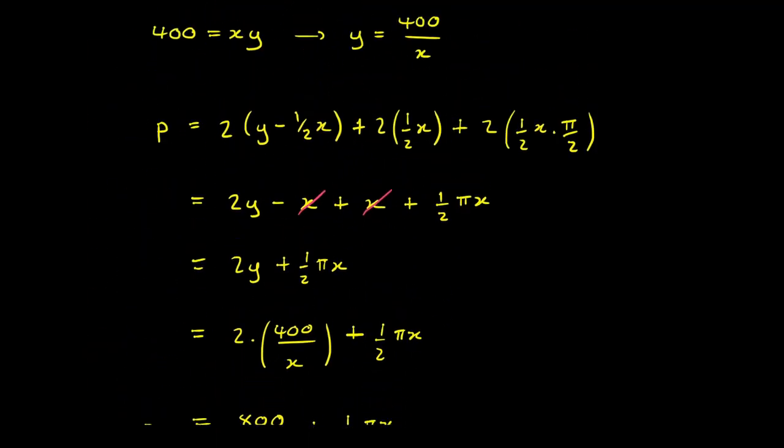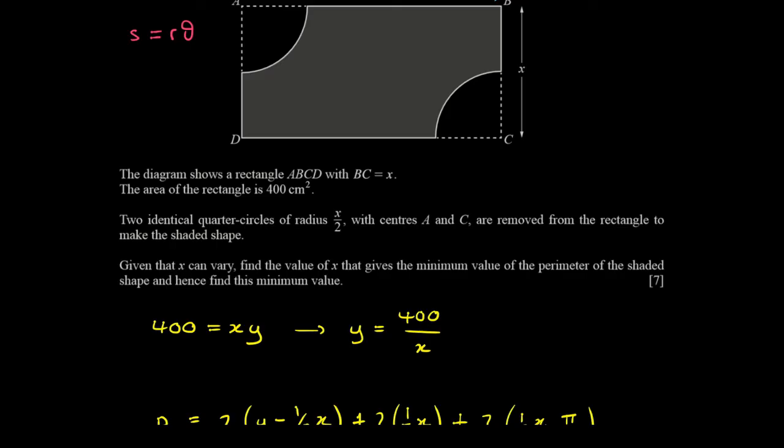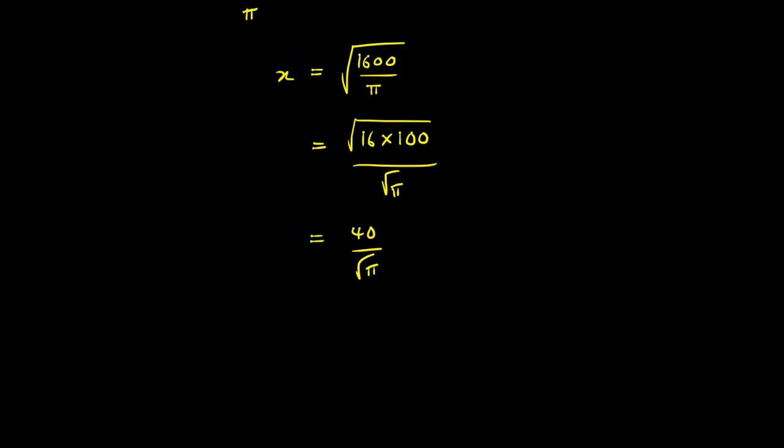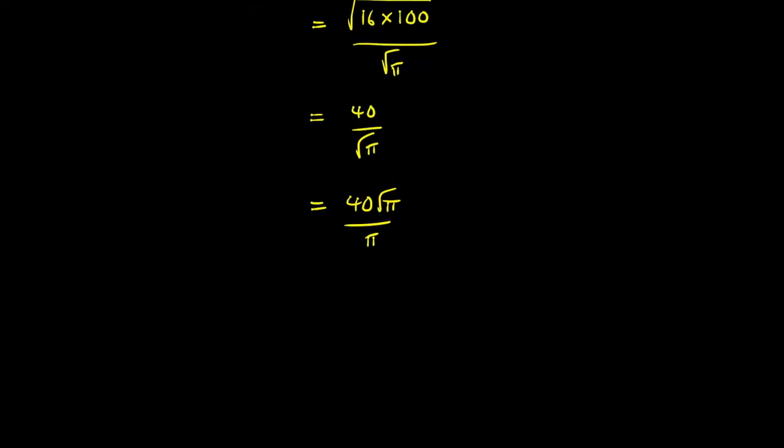Now let's go up to the top. We just want to find the value of x that gives the minimum value, and hence find that minimum value. All right, well, we say it's 40 upon root pi. I suppose, strictly speaking, if we want to give it exactly, we'd have to rationalize, right? So that'd be 40 root pi upon pi. But I think they'll want the decimal value, so I'll just do that. So 40 divided by the square root of pi is equal to 22.6.